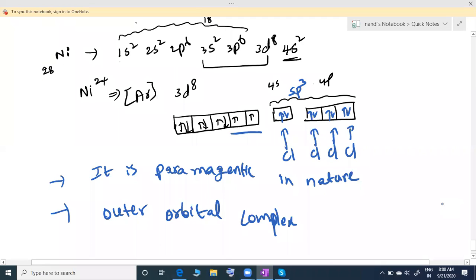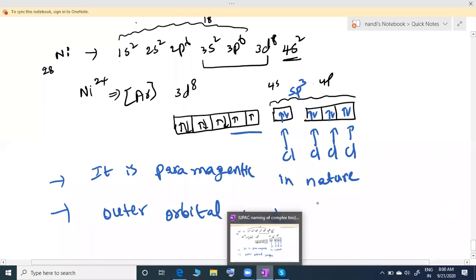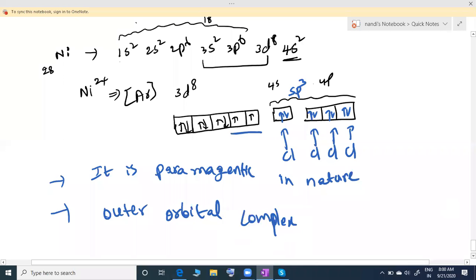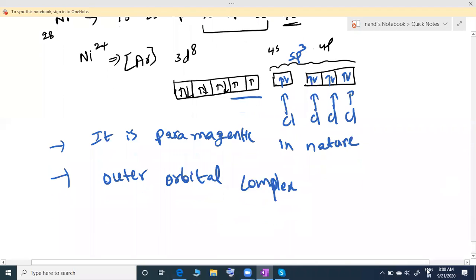These are the basic questions they are asking. So sp3 means tetrahedral geometry. Now we can find out one more point. How to calculate the magnetic nature?